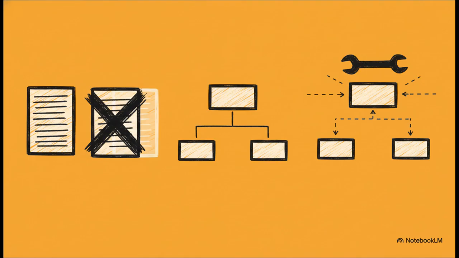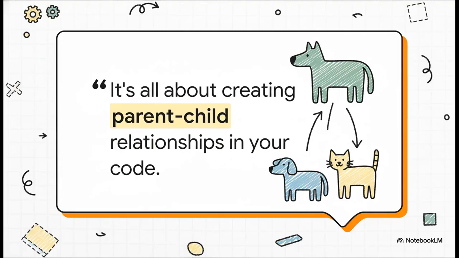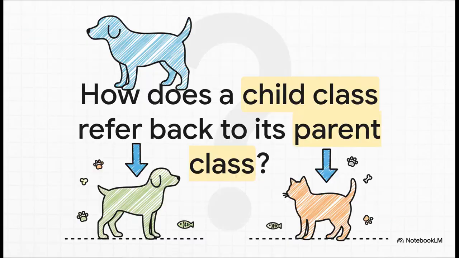Look, if you walk away with just one single thing from this explainer, let it be this idea right here. Inheritance is all about creating these logical parent-child relationships in your code. Once you start seeing your projects in terms of these relationships, a whole new world of clean, organized design just opens right up.